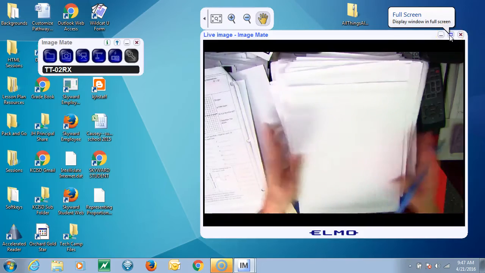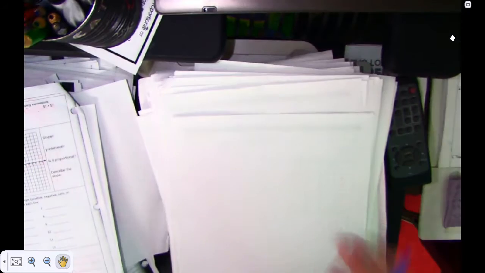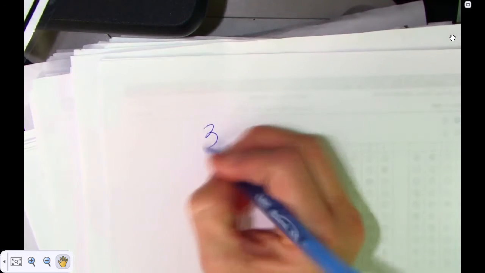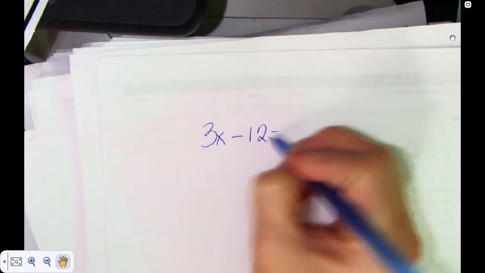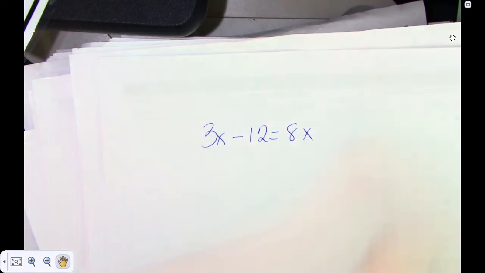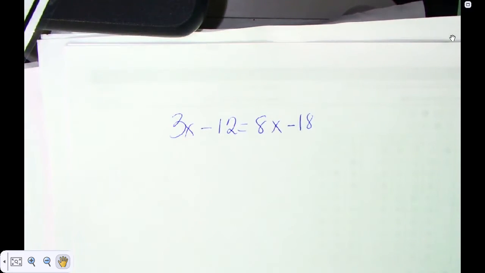All eyes up here, and you're going to help me do this problem. Let me get it fixed. Okay, 3x minus 12 equals 8x minus 18. Okay, what do I do first to solve this?